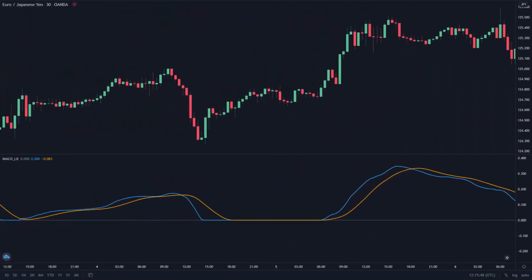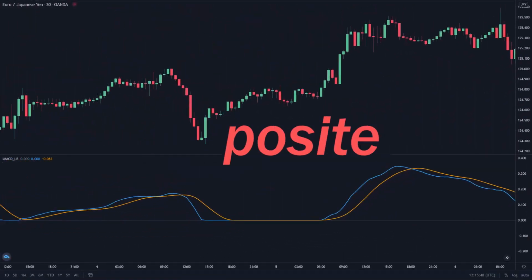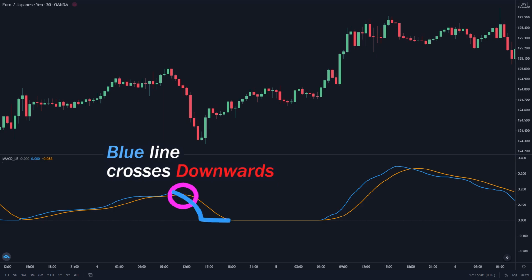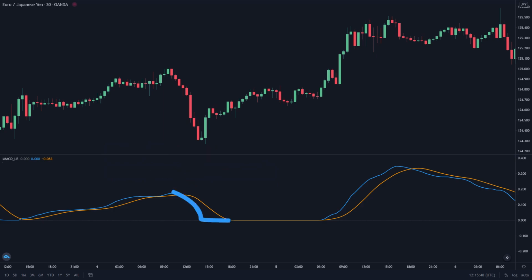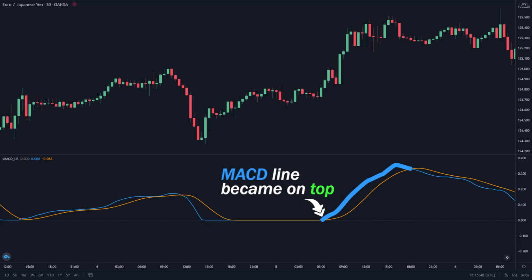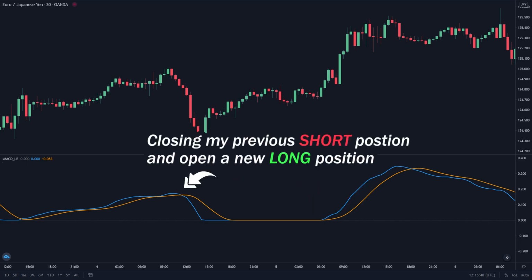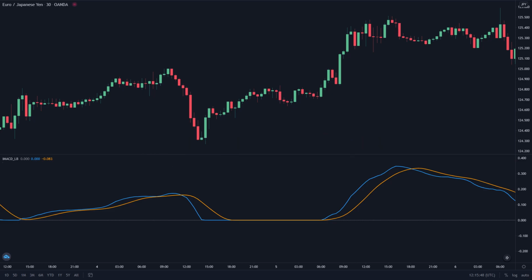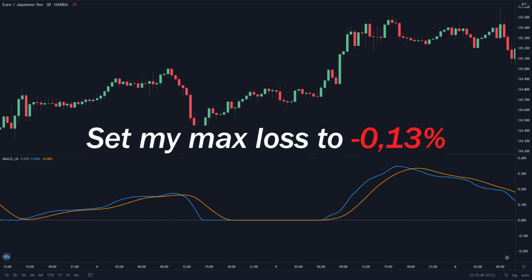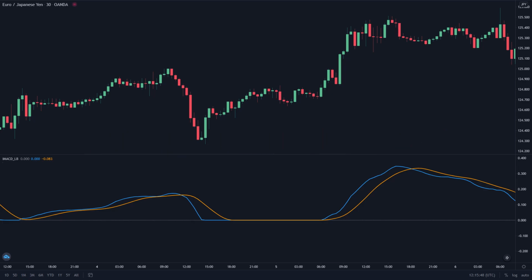However, there are times where it's the opposite instead. You can see the blue line crosses downwards, meaning you take a short position, and a flat signal appears. But notice, when the flat signal ended, the blue line actually became on top. It means this counts as a crossover. So I'll close my previous short position and enter a new long position at the end of the flat line. And I'll also set my max loss to 13 pips. So if a trade reaches minus 13 pips, I close my trade automatically.